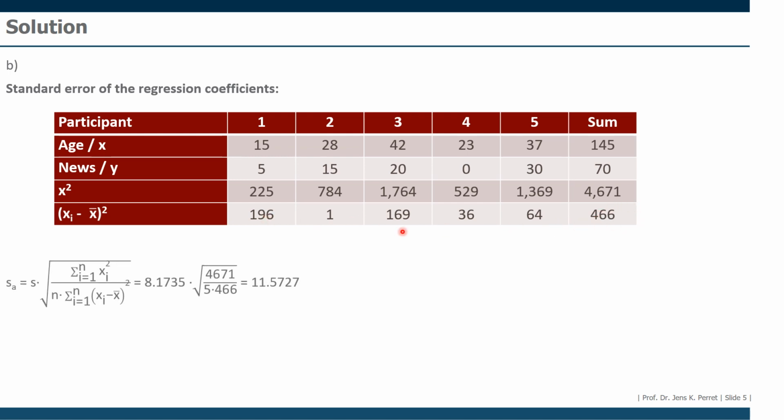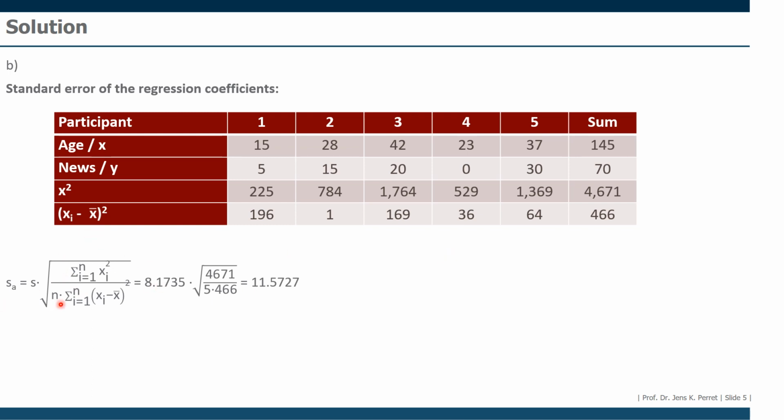Why do I need this? Because for the intercept, the formula for the standard error is standard error of the regression times this part here. And I see up here, that's the sum of the squared x values. That's actually the 4,671 back here. Down here I have n times, so number of observations, times the sum of this squared difference I have here.